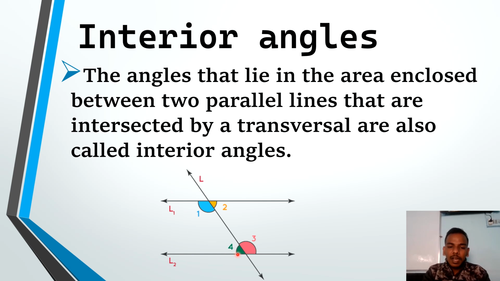The sum of angle 1 plus angle 4 will be equal to 180 degrees. Likewise, the sum of angle 2 and angle 3 will also be equal to 180 degrees. So your angles 1 and 4 are supplementary angles and 2 and 3 are supplementary angles. So the interior angles are supplementary angles. Understood the interior angles?